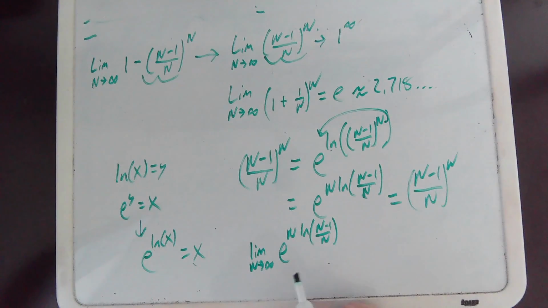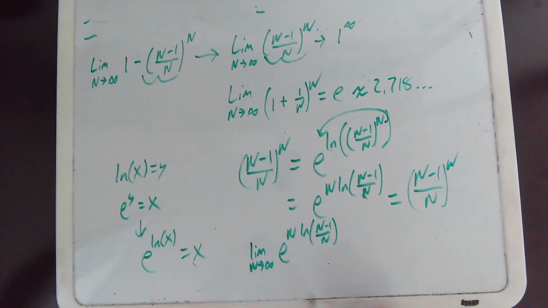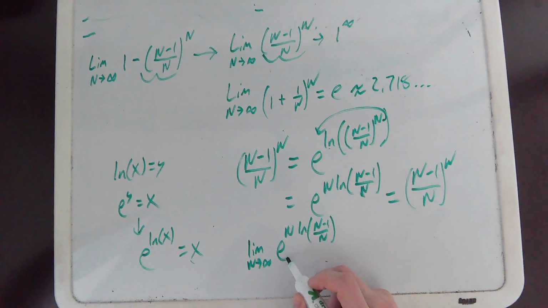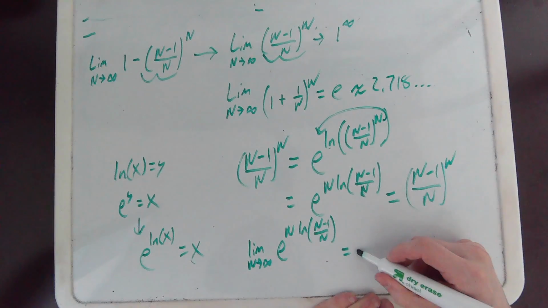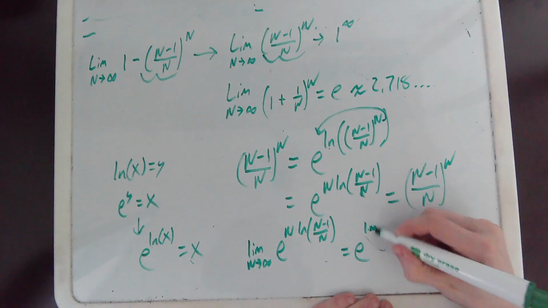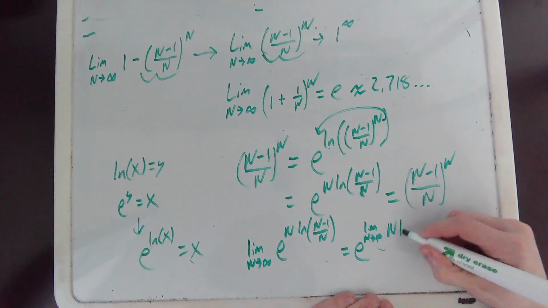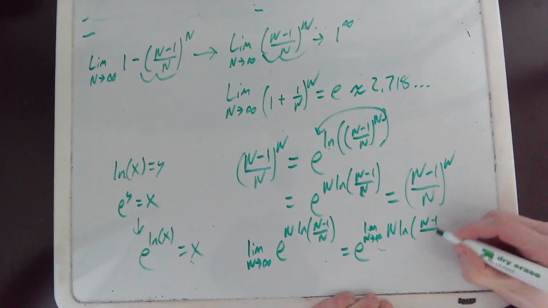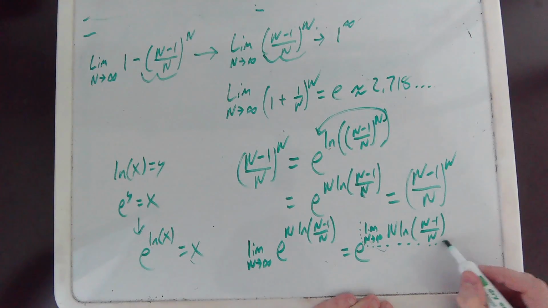And just like in our original limit, we discarded this 1 because we can just add it on later. We don't really need to worry about this e either. All we need to do is figure out what this exponent is going to be, and then we can just take e to whatever we solve for up here. So this is the same thing as saying e to the limit as n goes to infinity of n natural log of (n minus 1 over n). So now we just need to figure out this value.